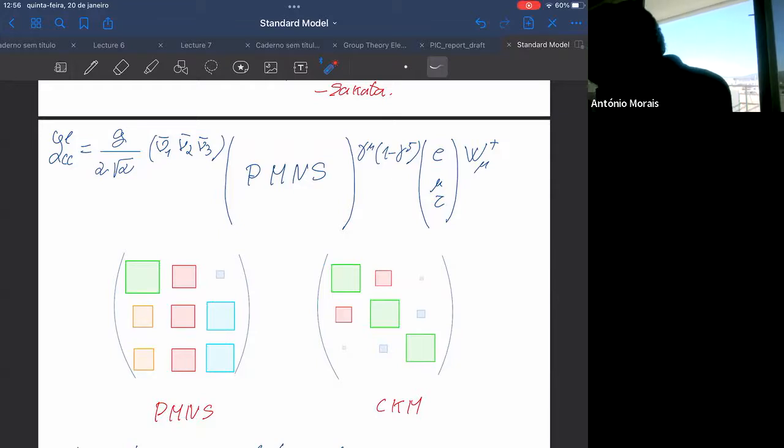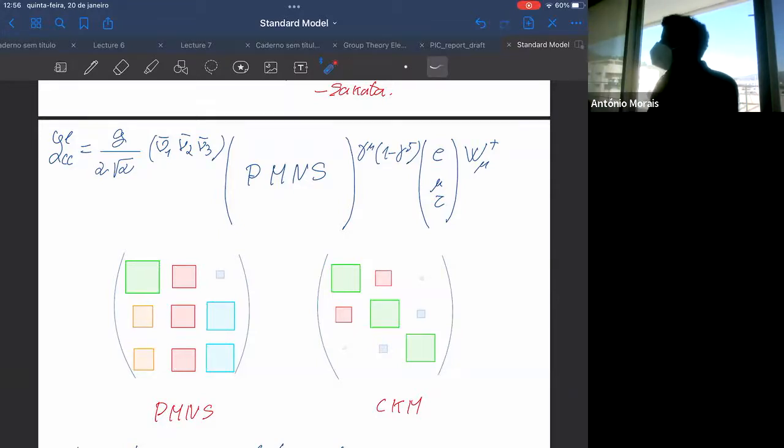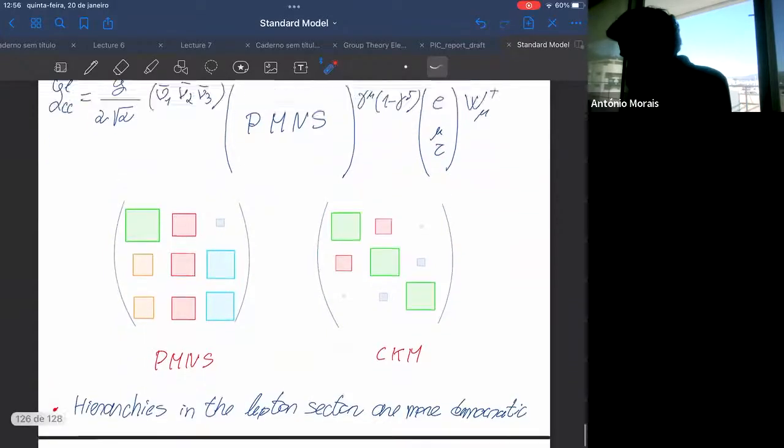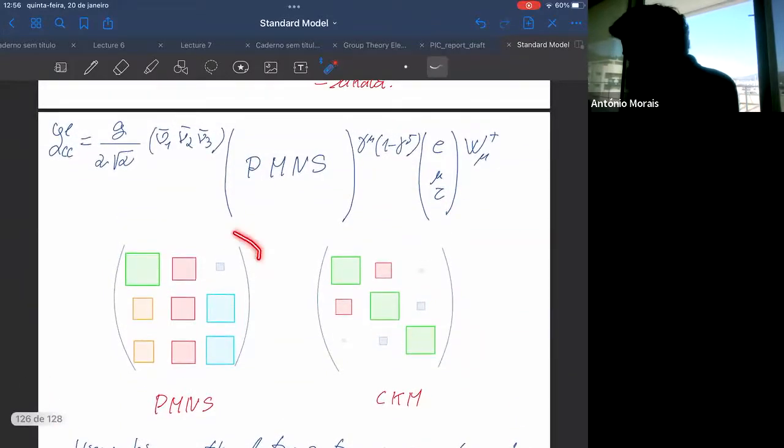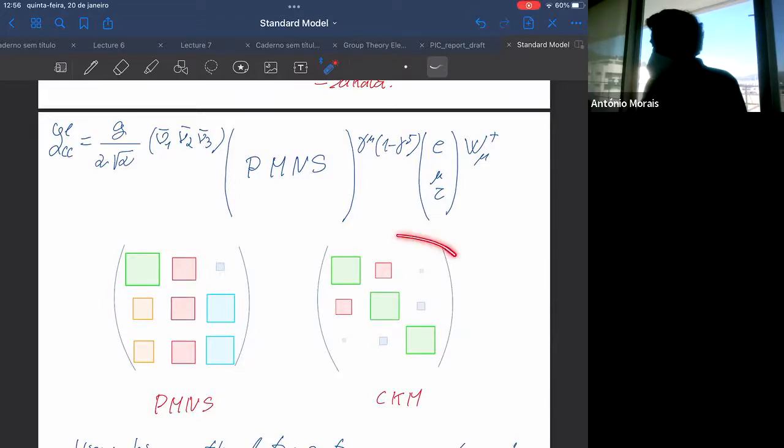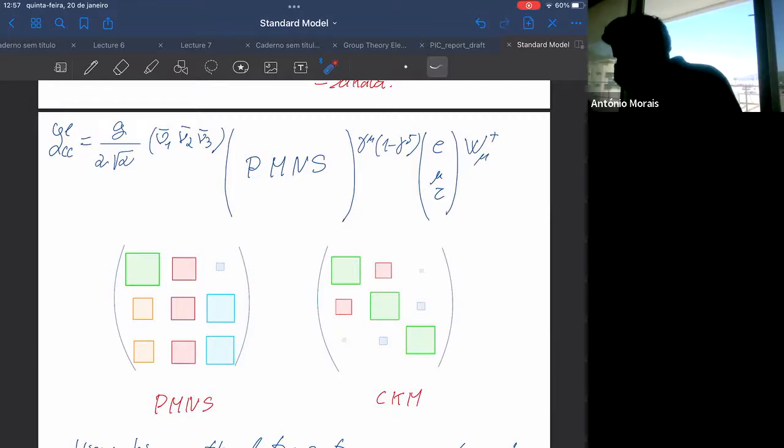This is what is called a tri-bimaximal structure. But what is not really understood is why we have this structure in the PMNS. Why don't we have the same structure here? So if we have a principle, if we can at some point explain, and this is in those models that I've been telling you that try to explain why we have three generations, we also attempt to explain the CKM matrix, but all those models want to have like a mirror between these two. So the way you explain CKM is the way you explain PMNS, and you would have the same features in both. But you don't have that in reality.